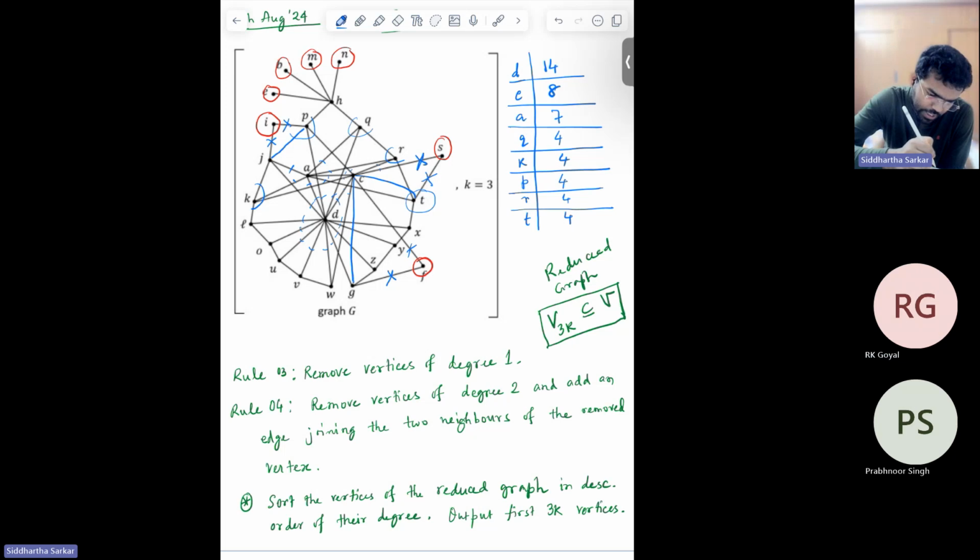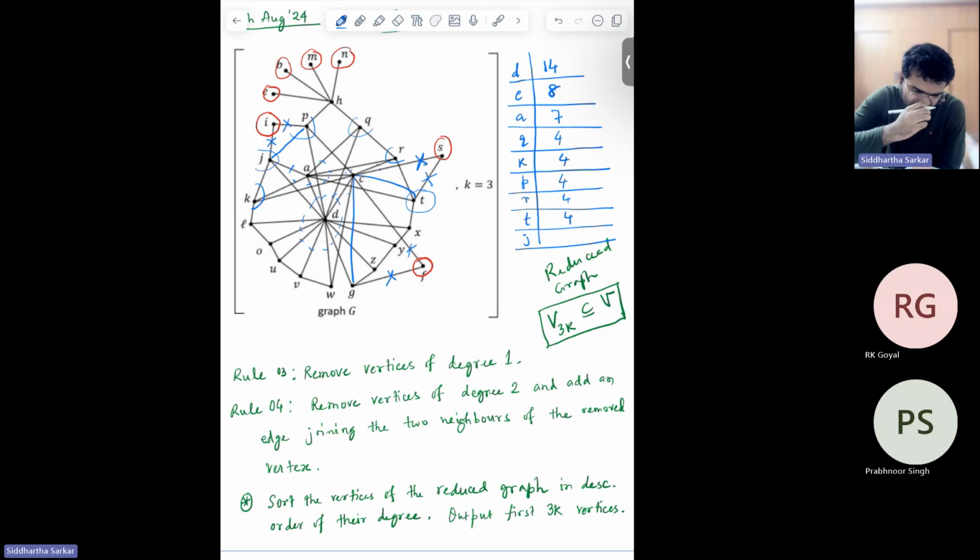Have we counted J? So regarding J, one was removed, but then one was added. 1, 2, 3, 4. J is also 4. Fine. So we have identified already 9 vertices.